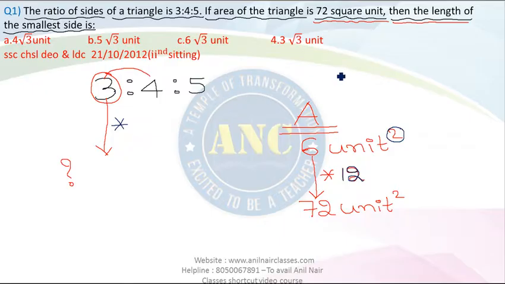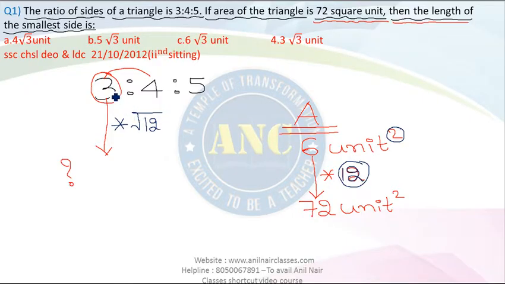That means if I want to convert unit square of 12 unit square into unit, I should multiply root 3 with root 12. Or in other language, I will tell the reverse so that you will understand it a little better.